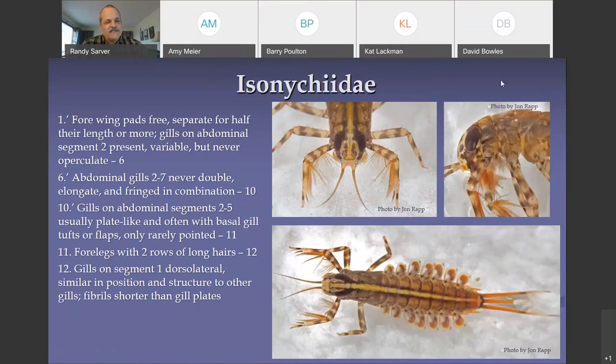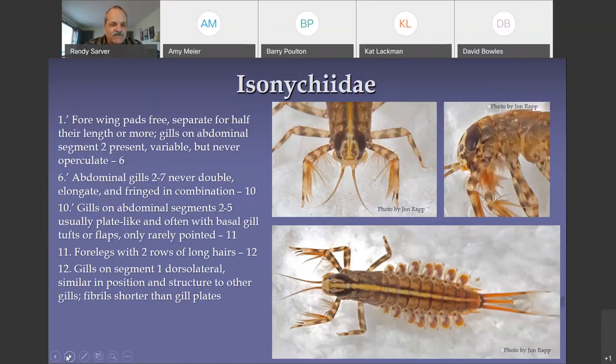If you're going to key them out, of course, we're in that fused or split back group. We go 1 to 6 to 10, and it sends us to 11. Now we have 11: four legs with two rows of long hairs. So like I said, leg characteristics, and in this case the hairs on the legs are a distinguishing feature. They have these two rows of hairs, and as brush-legged mayflies, they use those to collect detritus in the stream, and they feed off what they collect on the hairs.